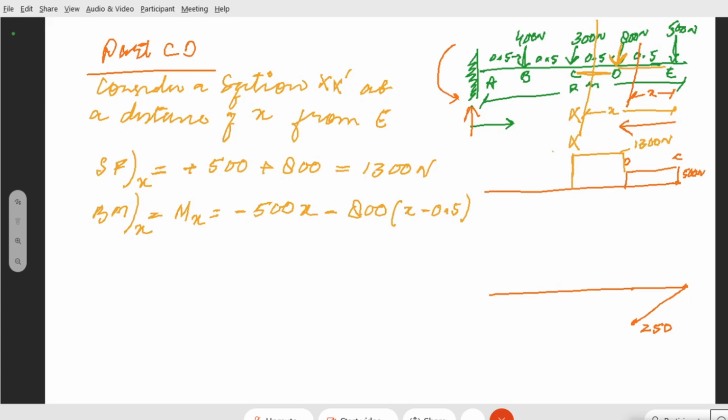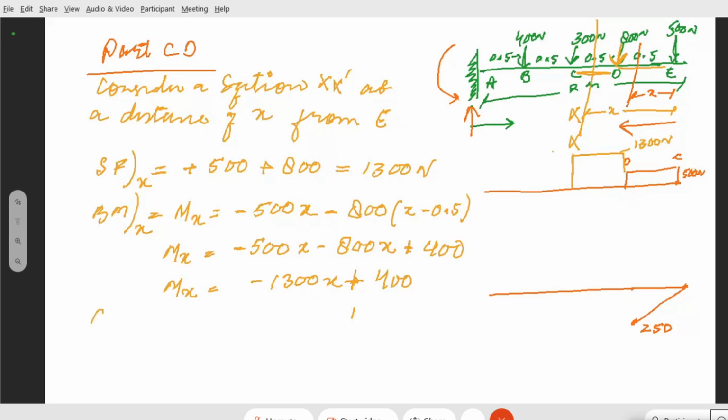Okay. Therefore, you can here write down Mx is equal to minus 500 times x minus 800 times (x minus 0.5), that is minus 800x plus 400. Therefore, you can say now your Mx equation is minus 1300x plus 400. Sorry, this is plus 400. This is your equation now for calculating bending moment between C and D.